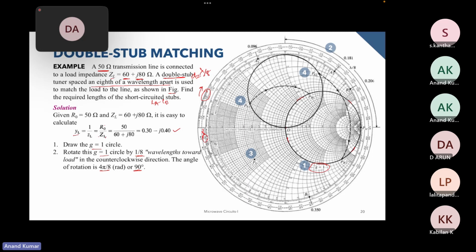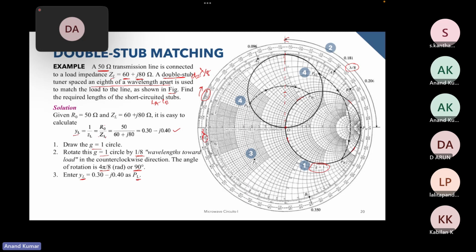Just take this as the origin, and you have the mark over here, and then maybe draw a line like this, take the center and just draw a circle. It should not be much difficult. So we have rotated this circle in this direction. So this is lambda by 8 direction. So we have reached over here.